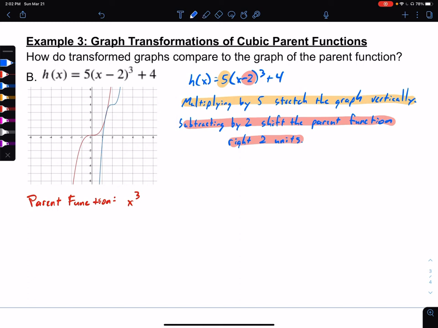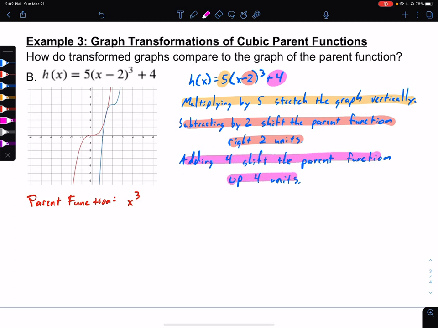And then finally, let's look at this +4. By adding 4, we're going to shift the parent function up 4 units. And we kind of showed that already where we had that origin. It's going right 2 and then up 4 places.